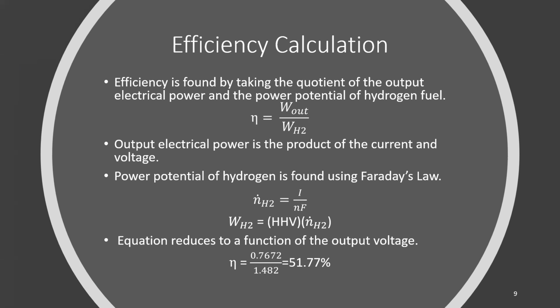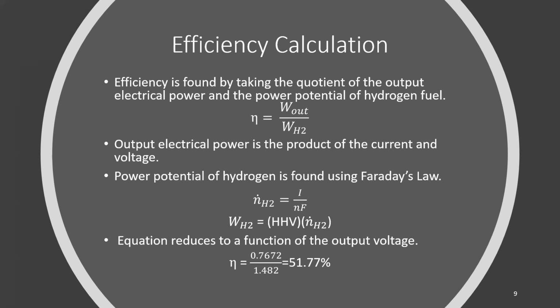Okay, so for how the efficiency calculation was done, the efficiency was calculated by taking the quotient of the output electrical power and the power potential of hydrogen. The output electrical power is the product of the current and the output voltage. And then the power potential of hydrogen is found using Faraday's law. Those 2 equations there are for the molar flow rate of hydrogen. And then the power potential of hydrogen is the product of the molar flow rate of hydrogen and the higher heating value of hydrogen.